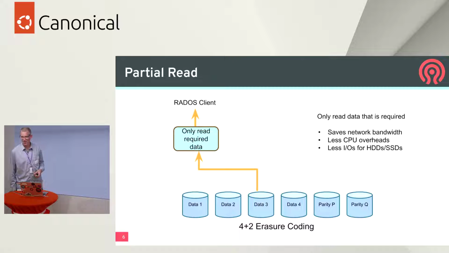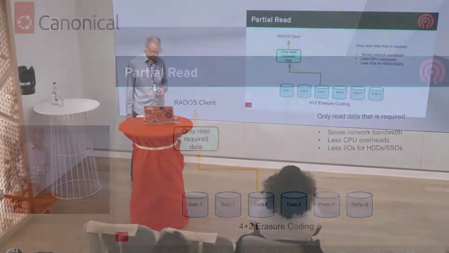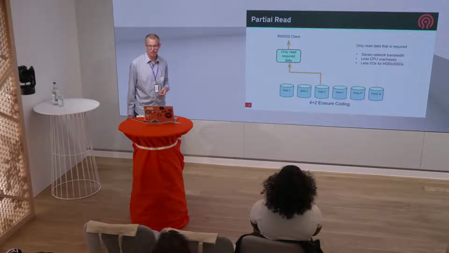So, as I said, you don't need to be a rocket scientist to say how can we optimize this. And so a partial read is where the client issues the read, and rather than going and reading all of the data drives, we only actually go and read the one that's got the data that we need on it, and then we send that data back to the client. So we can see a lot fewer arrows, so it saves a lot of network bandwidth, less CPU overheads, fewer IOs.